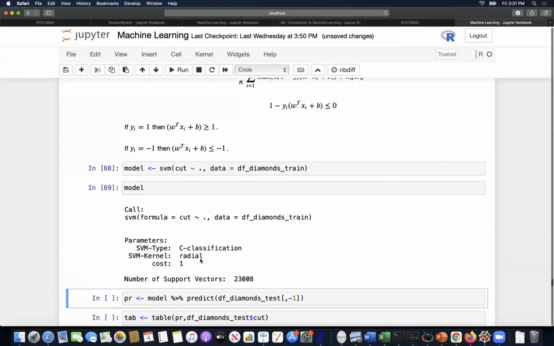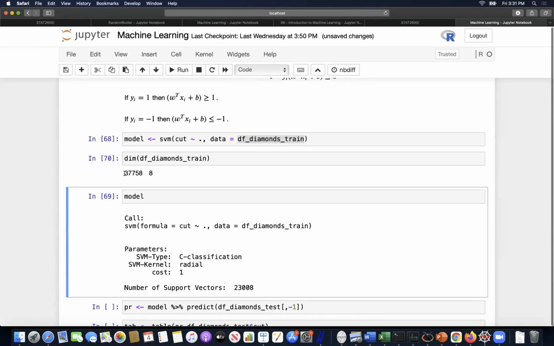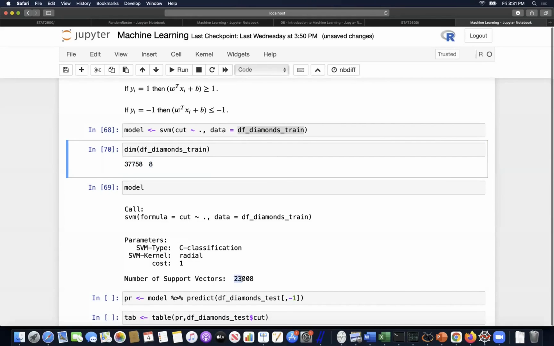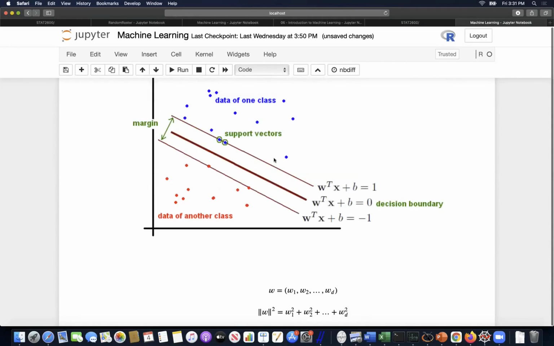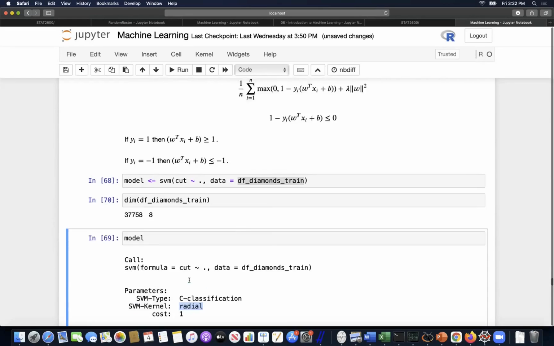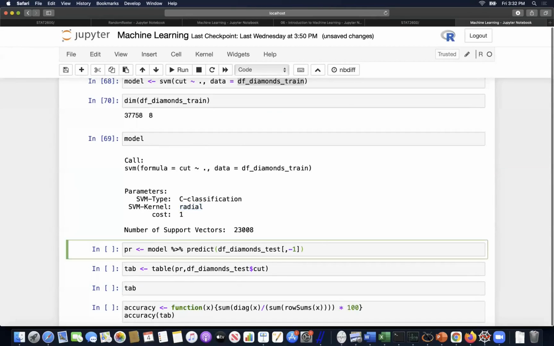Let's take a look at our model, and let's take a look at the dimension of our training data. There are 37,000 data points in this data. They have 8 dimensions. 23,000 of them are falling on these two boundaries. They are support vectors. And our boundary is probably a nonlinear function. Yes, so it's using a kernel and it's using a radial kernel. So it's using a nonlinear function on top of x. So that's our model. Let's take a look at our prediction.